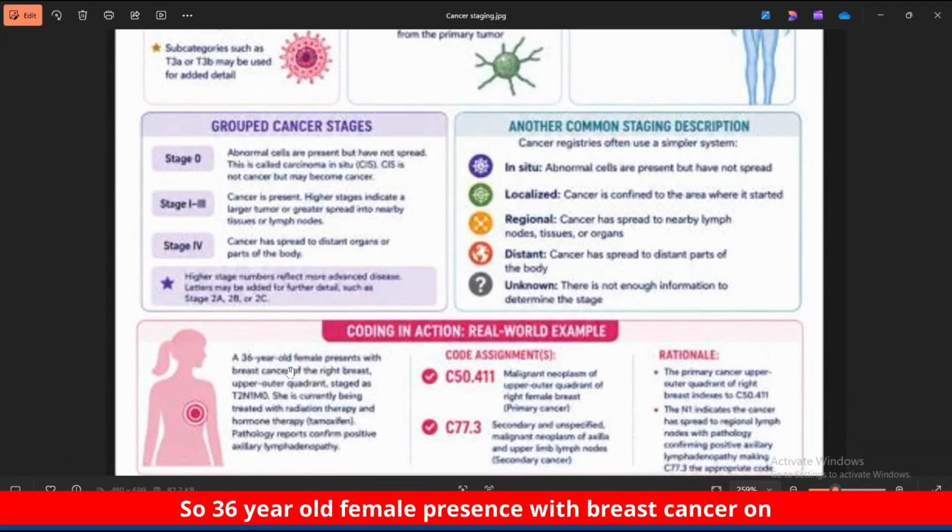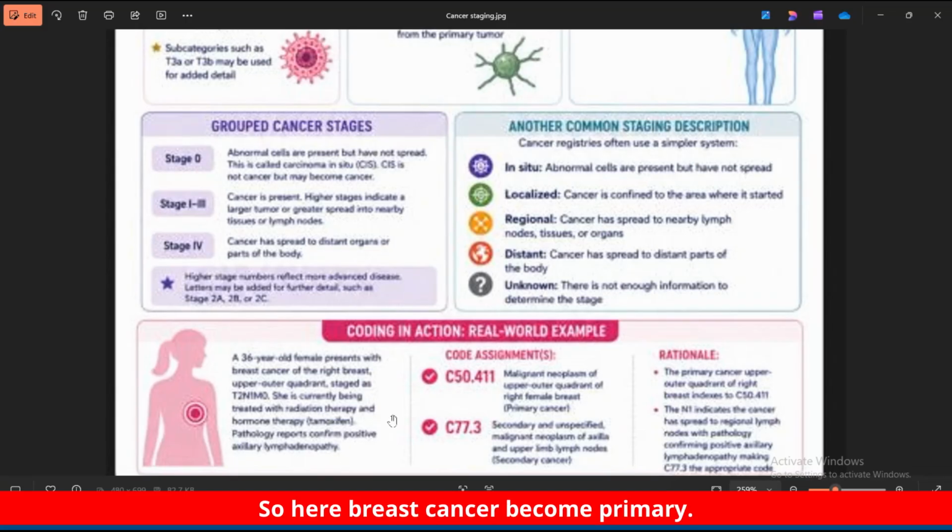And here we will see one real world example. A 36-year-old female presents with breast cancer on the right breast, upper outer quadrant, staged as T2N1M0. She is currently being treated with radiation therapy and hormone therapy, tamoxifen. The pathology report confirms positive axillary lymphadenopathy. So basically here the patient had breast cancer as well as lymph node cancer.